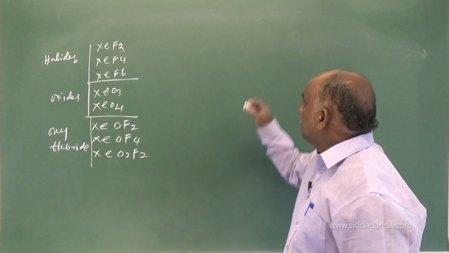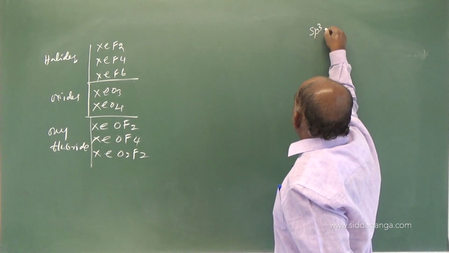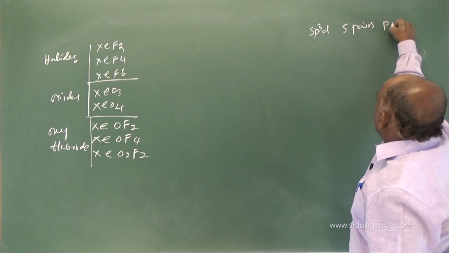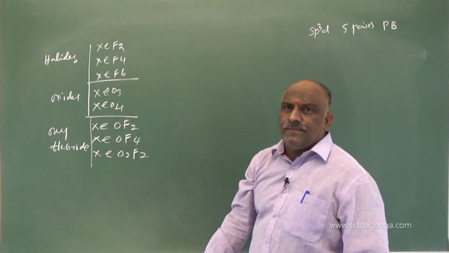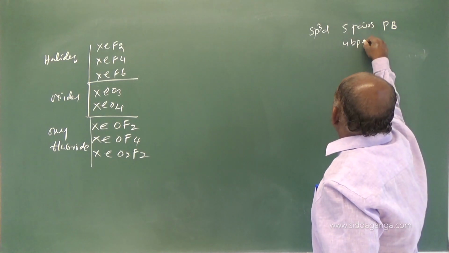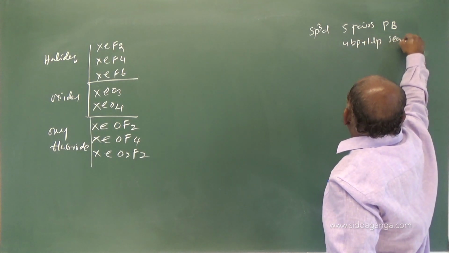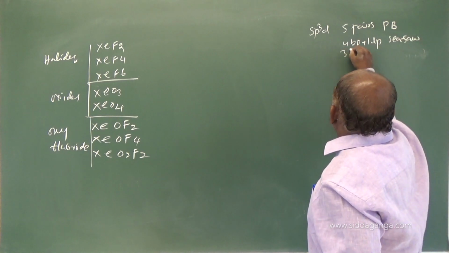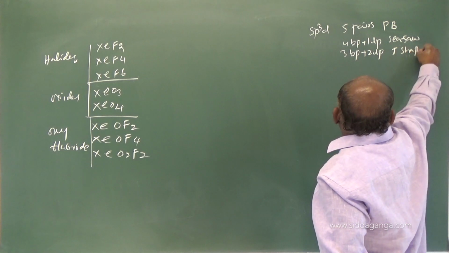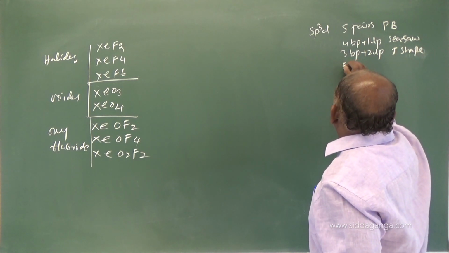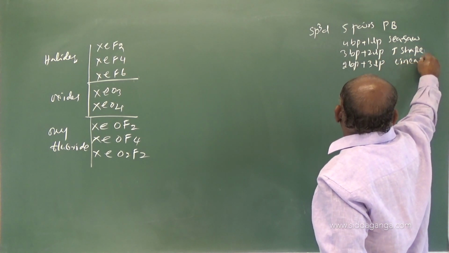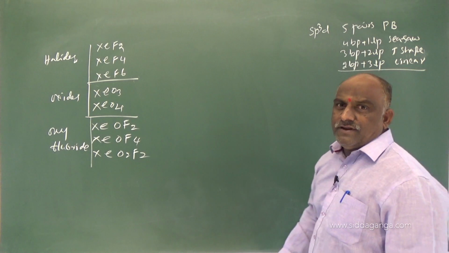Before that, remember for sp3d, 5 pairs, pentagonal bipyramidal. If it is 4 bond pairs and 1 lone pair, the shape is seesaw. 3 bond pairs and 2 lone pairs is T shape, and 2 bond pairs and 3 lone pairs is linear. Make a note, my dear students, this is very important for sp3d.